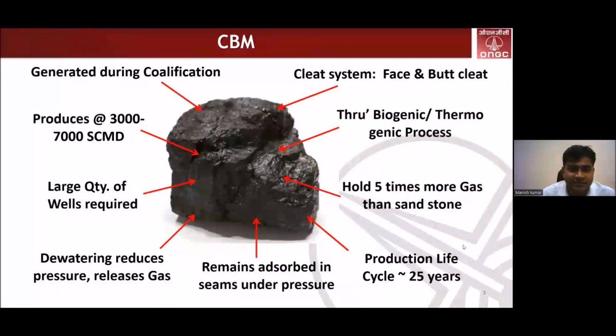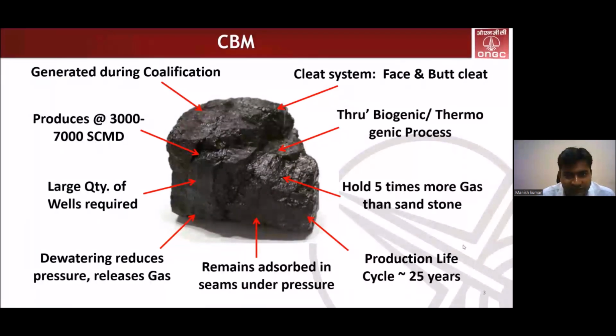So basically, CBM stands for coal bed methane, and coal bed methane gas is generated during the coalification process, either through a biogenic or a thermogenic process. And coal has an orthogonal structure which also includes cleats, and these cleats are of two types, that is face cleats and butt cleats. These face cleats are generally linear to the surface of the coal, and butt cleats are basically perpendicular to the face cleats. And these are natural fractures which are already present in the coal seams.